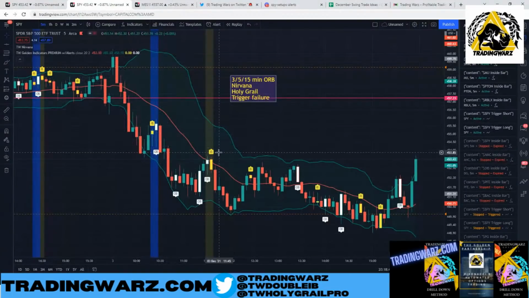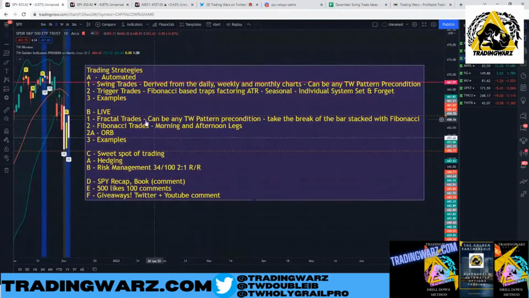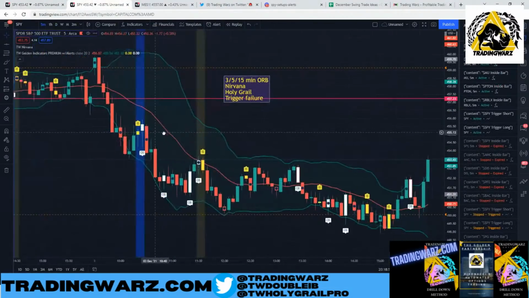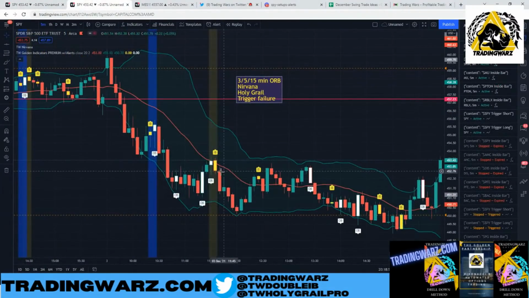So here's a great example on Friday. You could see we had the Nirvana, which broke down here, which was great money for puts, as well as this Holy Grail, which broke down as well, which was great money for puts as well. So normally with these patterns, guys, what I'm doing is I'm taking the break of the bar and I stack it with Fibonacci very simply. Okay, so for example, here's a Nirvana, right? And here's a Holy Grail.